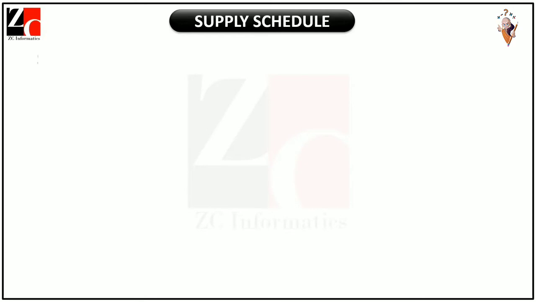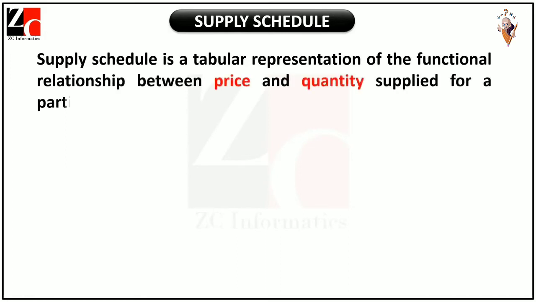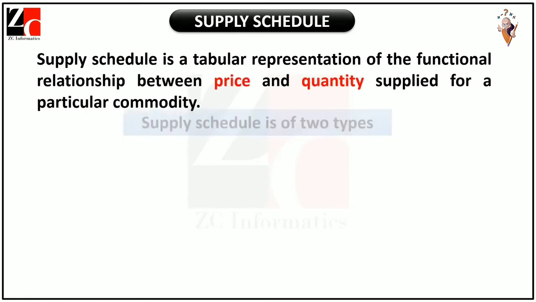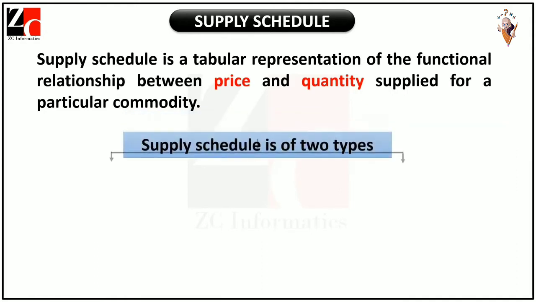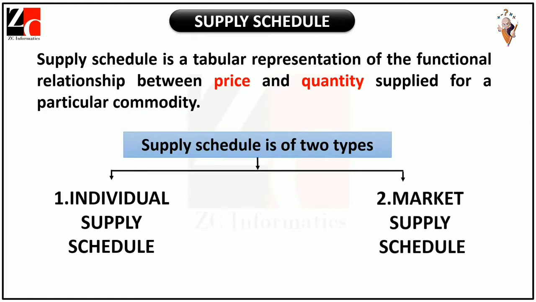Supply schedule. Supply schedule is a tabular representation of the functional relationship between price and quantity supplied for a particular commodity. Supply schedule is of two types. First, individual supply schedule, and the second is market supply schedule.